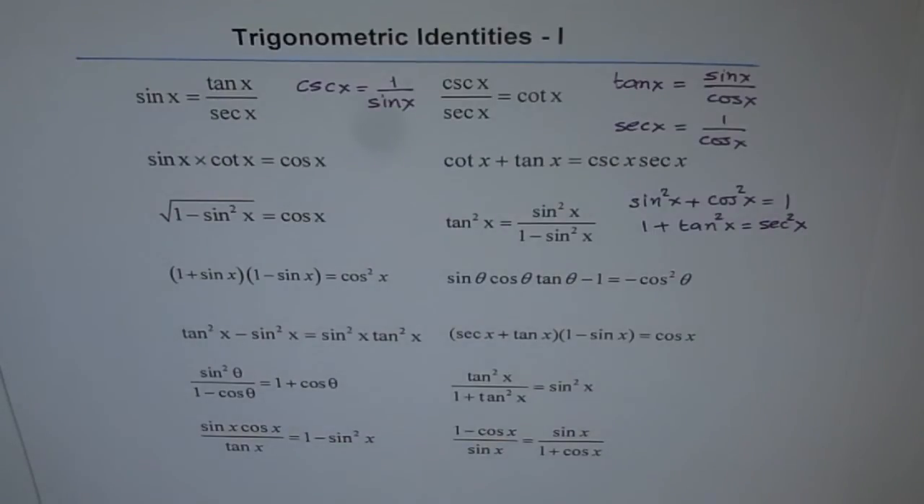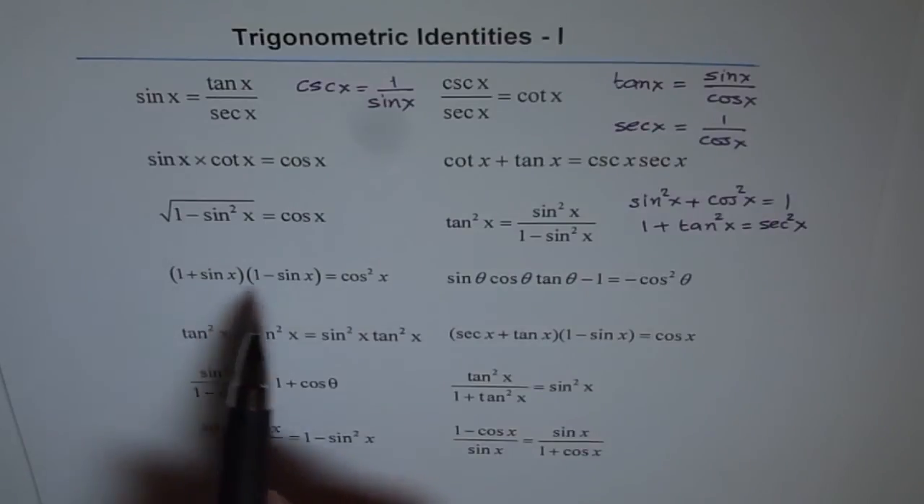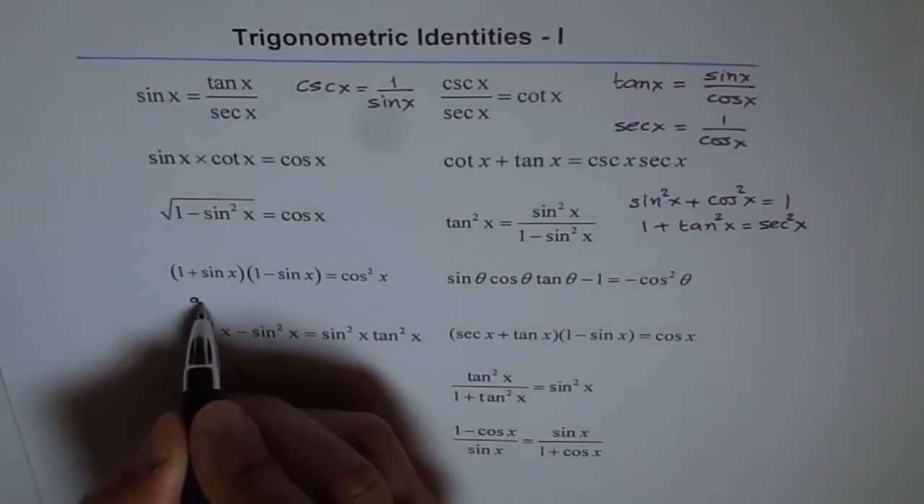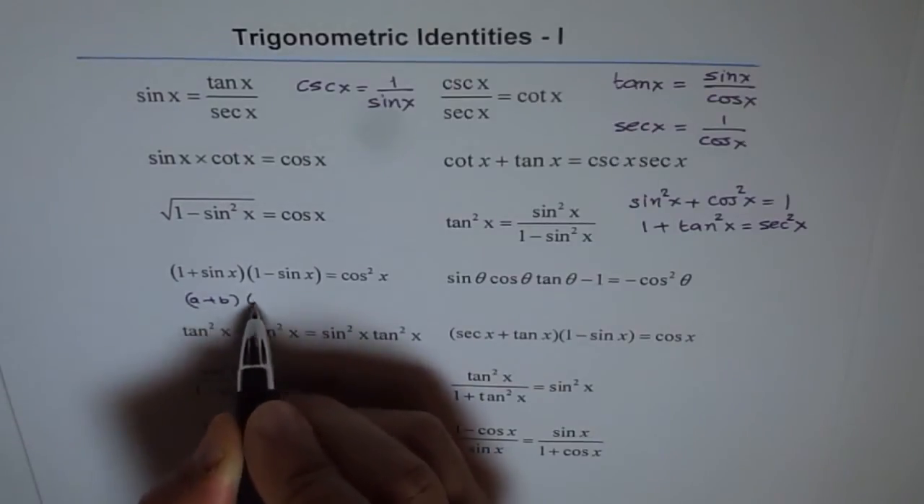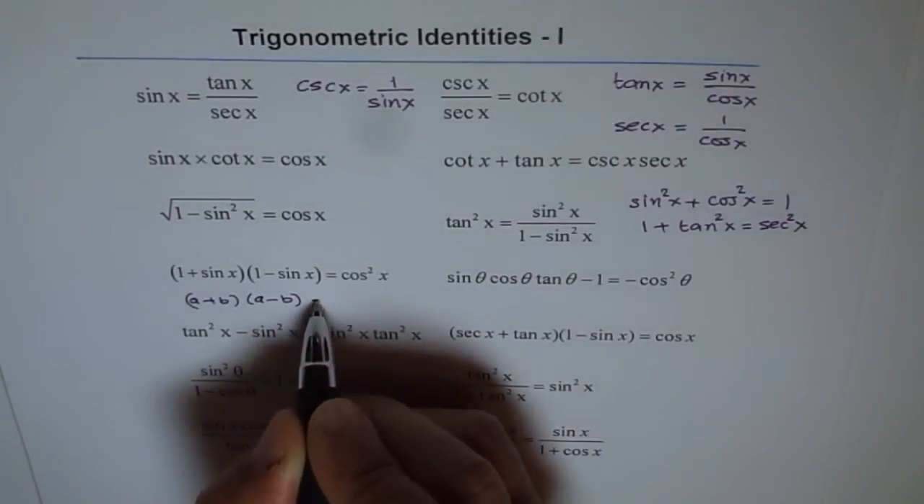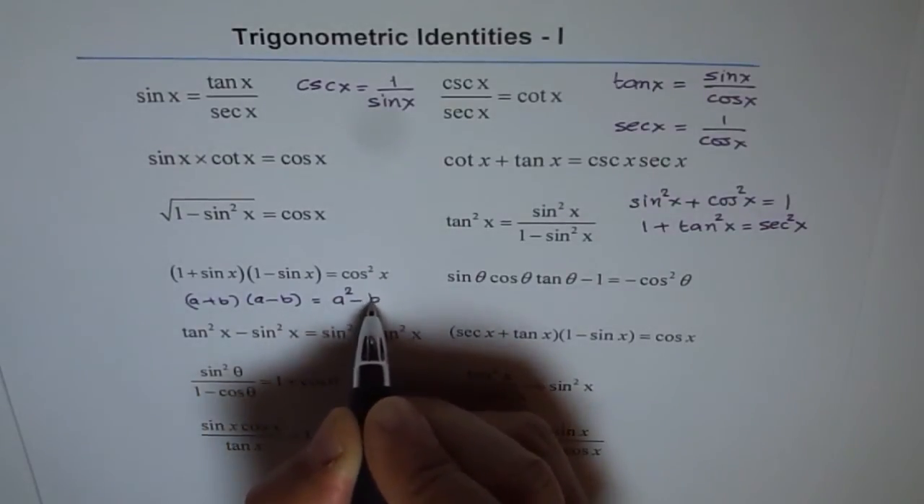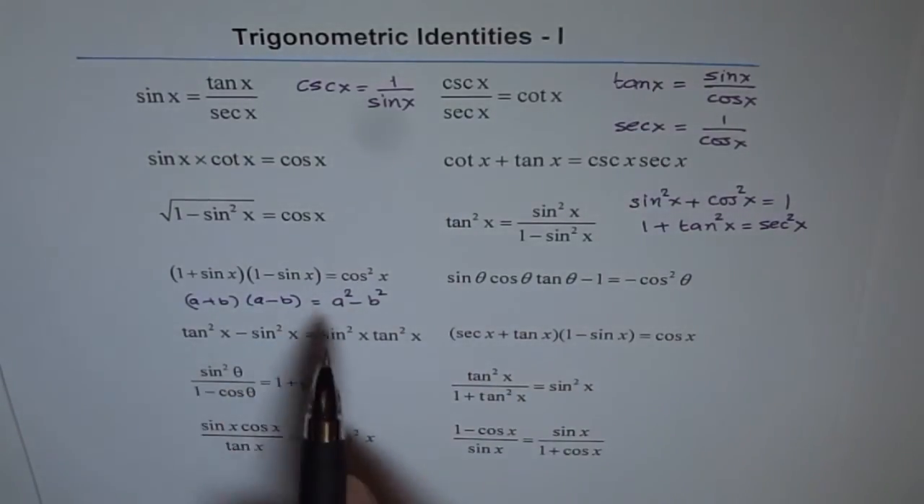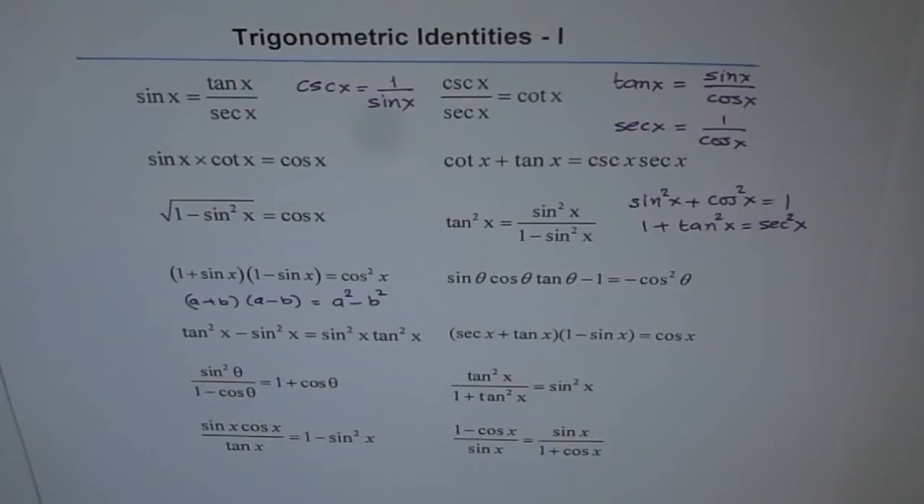So the idea of giving you this sheet is to understand that these identities are not very difficult. They can be solved in a couple of steps, okay? And especially those which are given on this page. Now here we have product of sum and difference, right? So when there's sum and difference, what do you get? You know a plus b times a minus b is equal to a squared minus b squared, right? So this will help you to solve the next identity, correct?